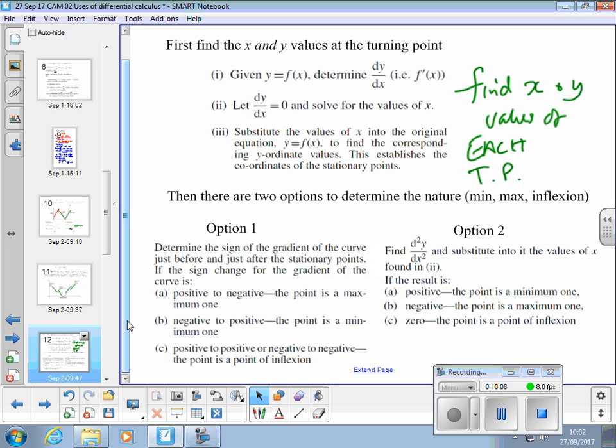First of all, we can determine the sign of the differential just before and just after the stationary point. So we put a slightly lower value of x and a slightly higher value of x in the differential function, and determine whether they're positive or negative. If the differential goes from positive to negative, then we have a maximum. If it goes from negative to positive, we have a minimum. And if it goes positive to positive or negative to negative, we have a point of inflection. So that's one method, and that's one you can always use.